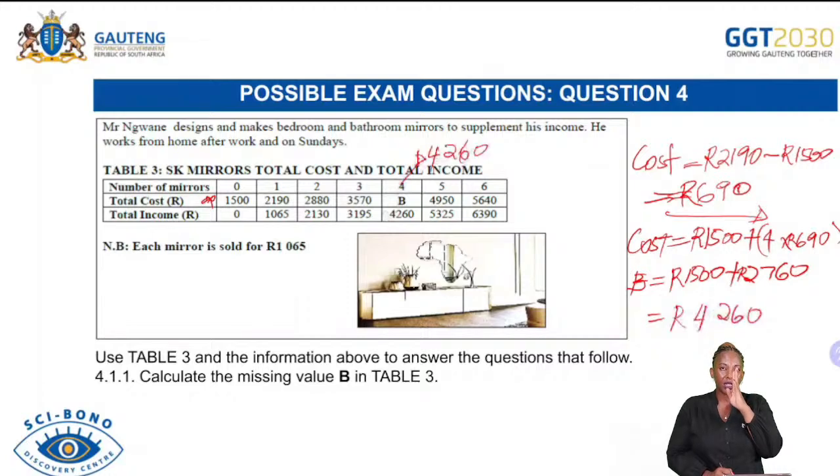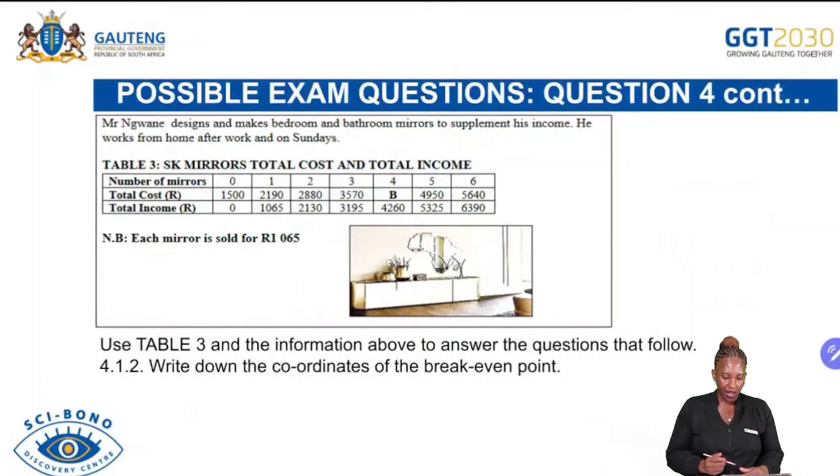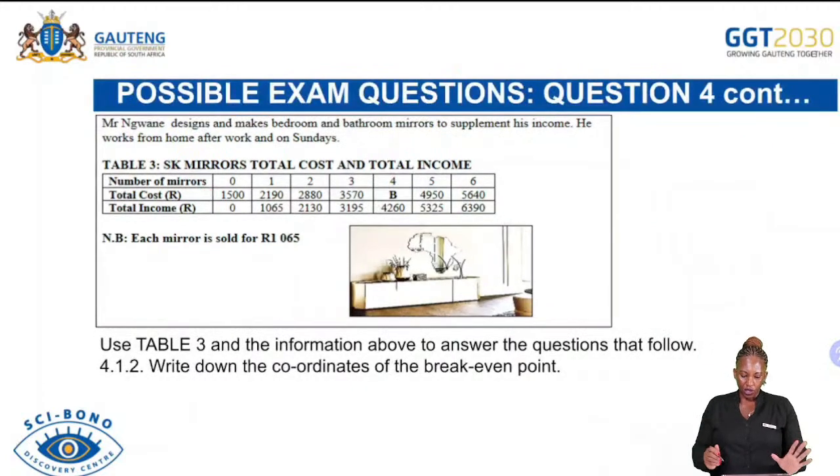When they sell 4 mirrors, the company will break even, because there will be 4,260 as an income, and then 4,260 as a cost. So it is a break-even point. There is no profit, there is no loss. I hope you can see that, boys and girls. You will continue answering these questions with your teacher.